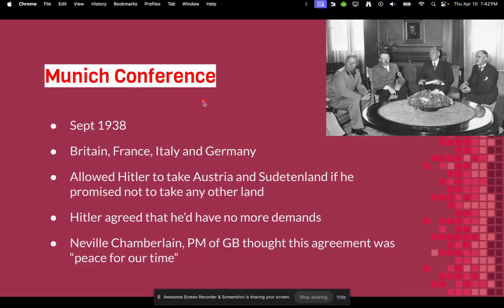Then we have the Munich Conference. So this happened in September of 1938. It was Britain, France, Italy, here's Mussolini right here, and Germany, that is Hitler. And they allowed Hitler to take Austria and the Sudetenland if he promised not to take any other land. Hitler agreed that he'd have no more demands. But of course, he was lying. Neville Chamberlain, who was the Prime Minister of Great Britain, thought this agreement was peace for our time. Because all these men had seen the devastation of World War I, they didn't want a sequel war.